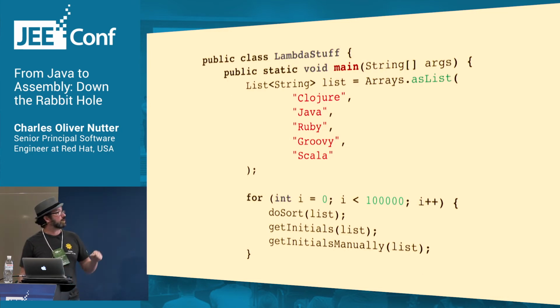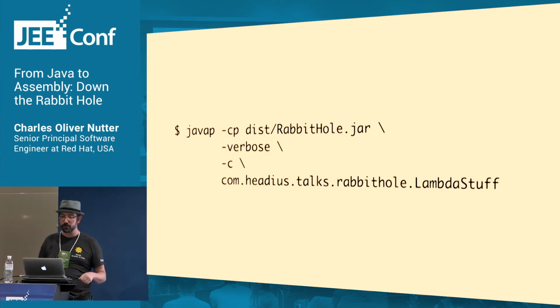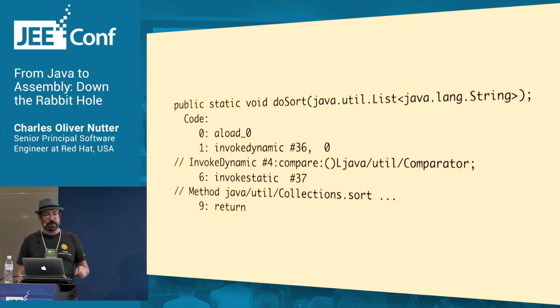We've got our 5 languages again, and we're going to do a couple different things with lambdas in them. We'll look at the sort version first. In this case, we're sorting by the length of the strings. So we have our integer compare there being turned into a lambda, essentially. We'll look at the bytecode real quick, and what we'll see here is we don't actually have any call out to the compare operation there. What we've got is this invoke dynamic.